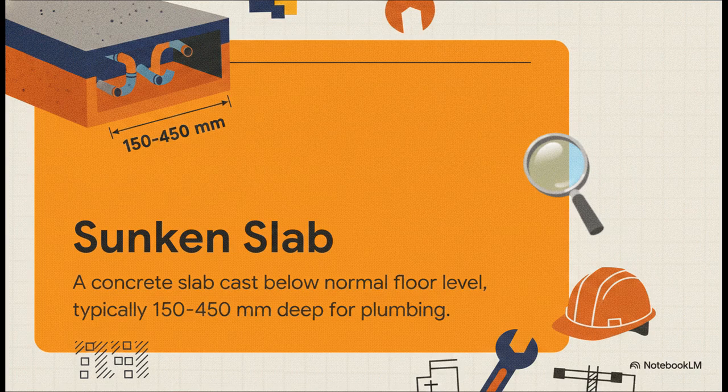A sunken slab is, quite simply, a concrete floor slab cast intentionally below your normal floor level. Think of it like a structural depression, almost like a giant tub built right into the floor. The depth of this tub usually ranges from 150 to 450 millimeters. And that specific number isn't random. It's carefully calculated based on the building's design. This really clever drop in elevation gives us the exact physical space we need to tuck away all that modern plumbing without having to raise your overall floor level.